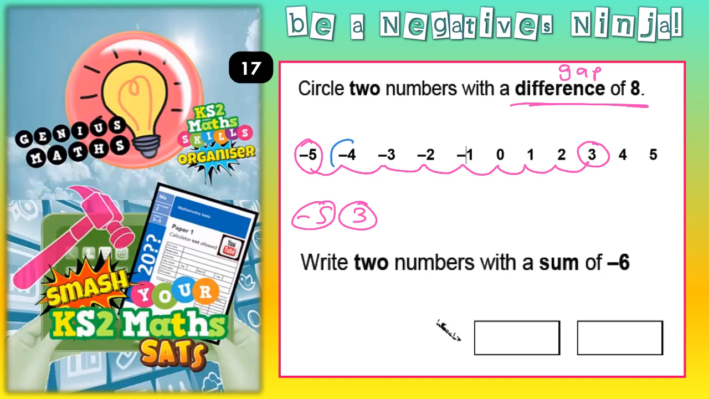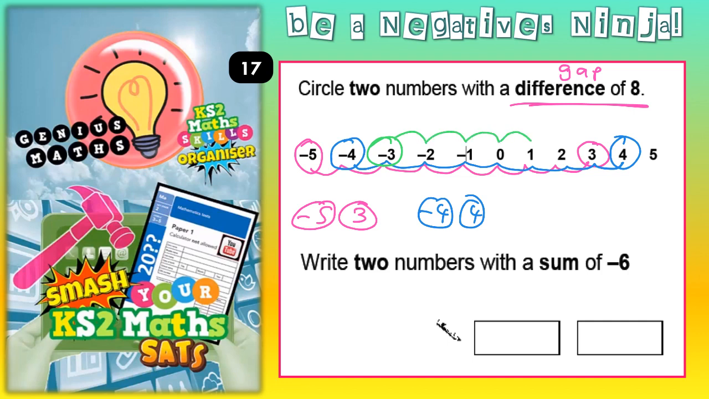We could have started on -4. So we'll do this in a different colour. So from -4, count on 8. So that'd be 1, 2, 3, 4, 5, 6, 7, 8. So that will get you to +4. So you could have -4 and +4. You could even have started on -3 and gone 1, 2, 3, 4, 5, 6, 7, 8 and got to 5. So -3 and 5 was another answer.